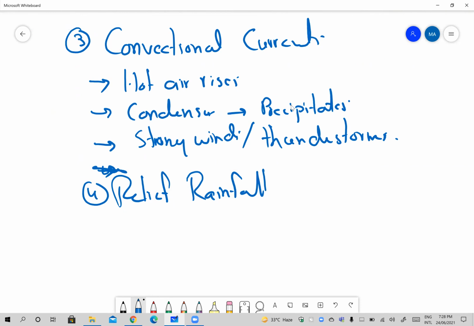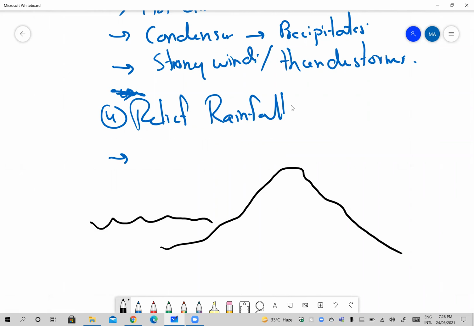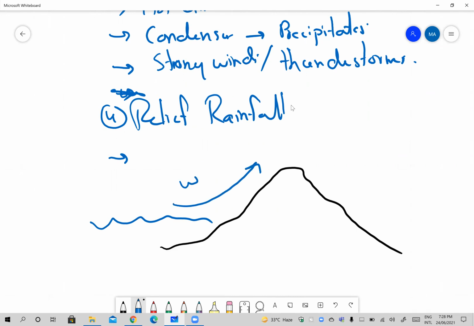So what happens is that it involves the rising of air from one side of the mountain, and it rains on the other side. So I'm going to explain this with the help of a diagram here. For example, if this is a hilly area and here's all the water, the air would rise up from one side. This is known as the windward side, and this is known as the leeward side.